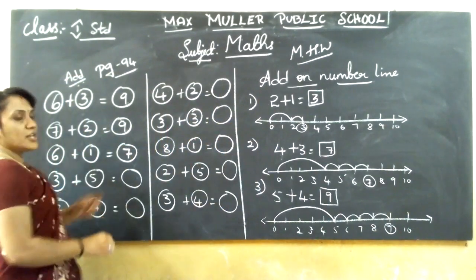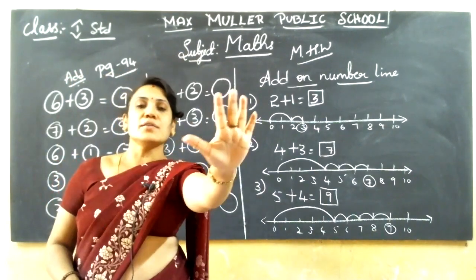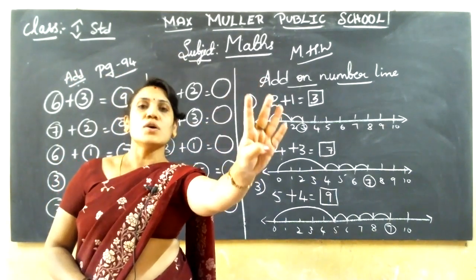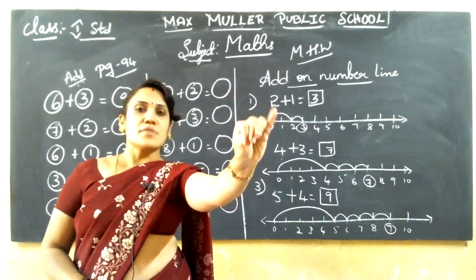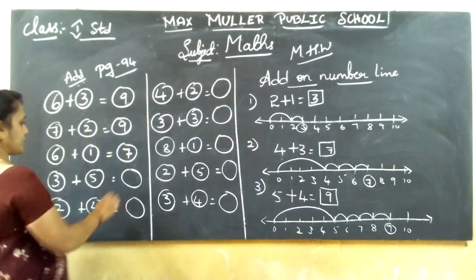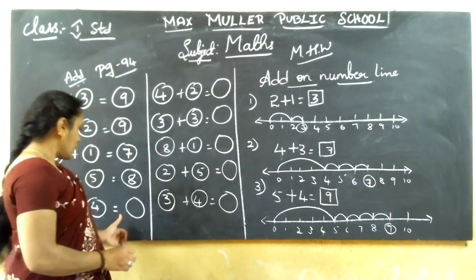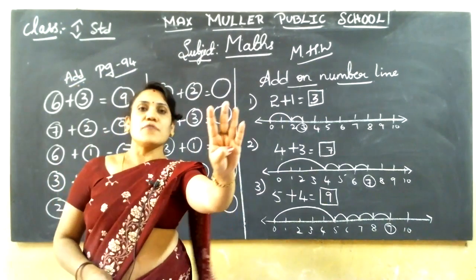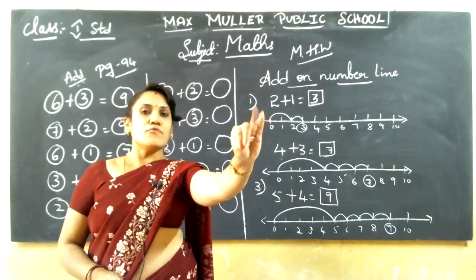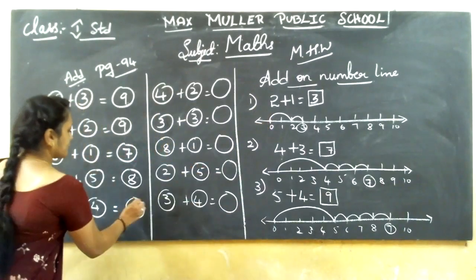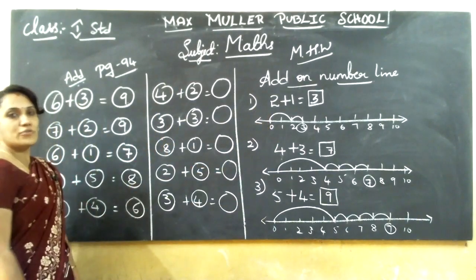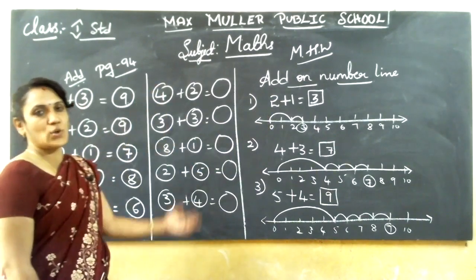Then 3 in the mind, 5 in the finger. After 3, 4, 5, 6, 7, 8. Then 2 in the mind, 4 in the finger. After 2, 3, 4, 5, 6. Understand how to do? Next come to this row.